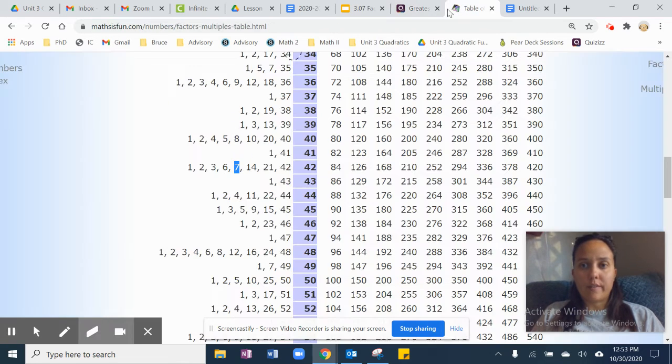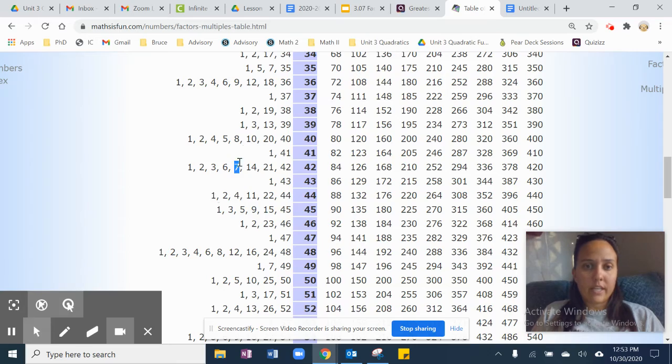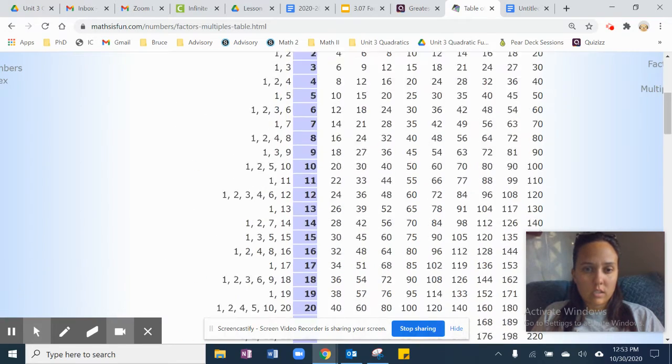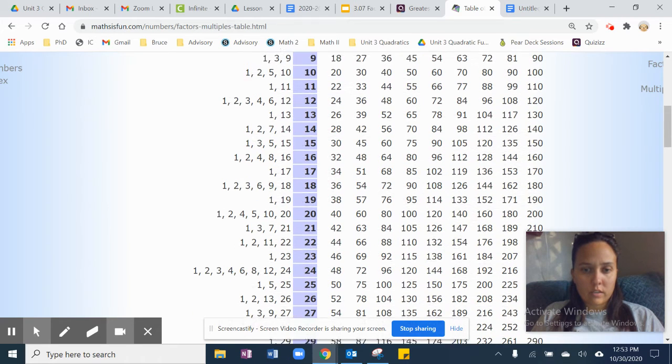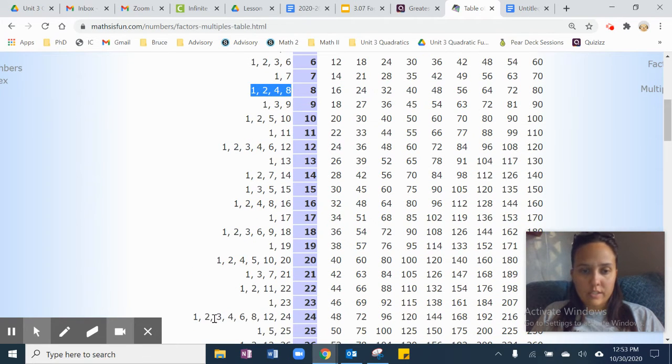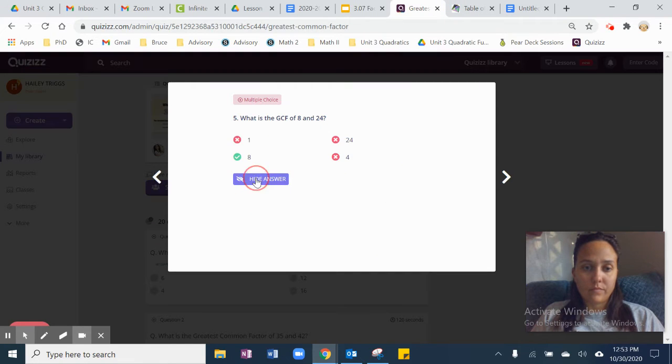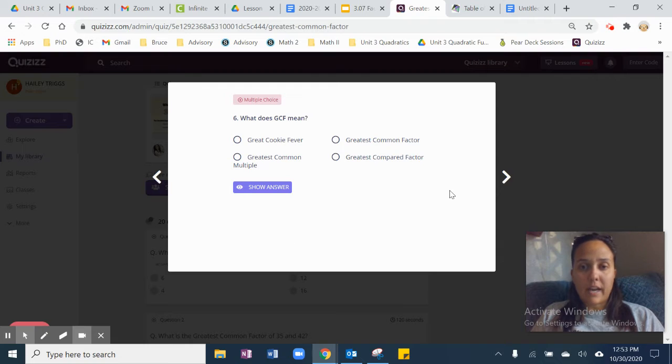If we wanted to use our factor table, we could go to 8, which is here, 1, 2, 4, 8, and then 24, which is here, and we see that they have 8 in common as their largest number. GCF means greatest common factor. A factor of 14 would be 7.